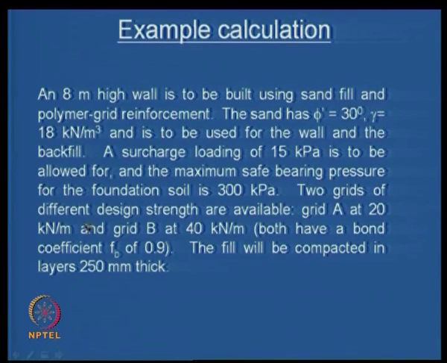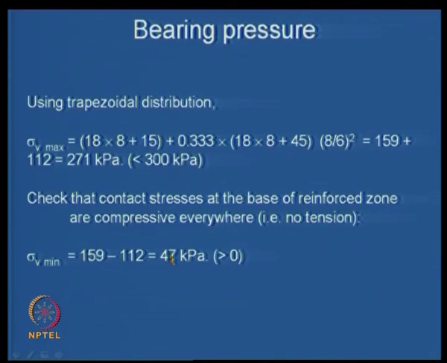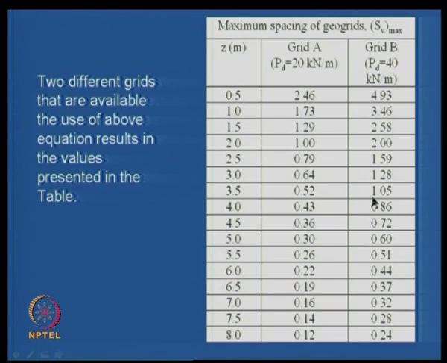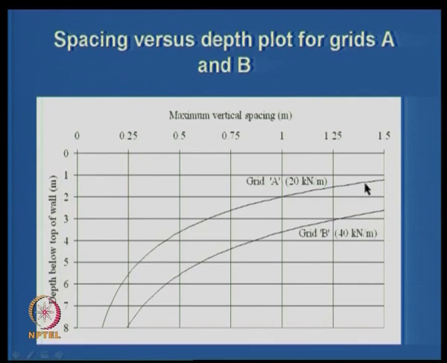Two grids of different design strengths are available, 20 and 40, okay. This 0.9 is also available, this we should remember, okay. So, you put that number here, and then put this sort of equation, and you will get a grid like this, grid A, grid B. Depending on the spacing and all that, you will get some sort of simple diagram like this. And actually, we are only going for close spacings only.